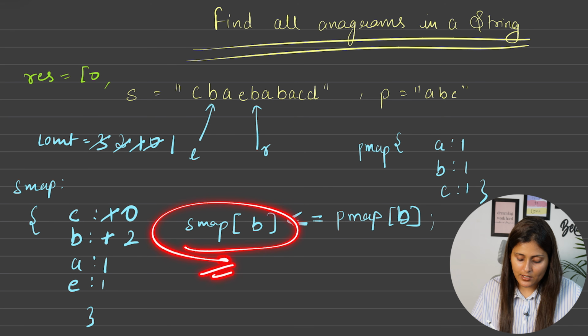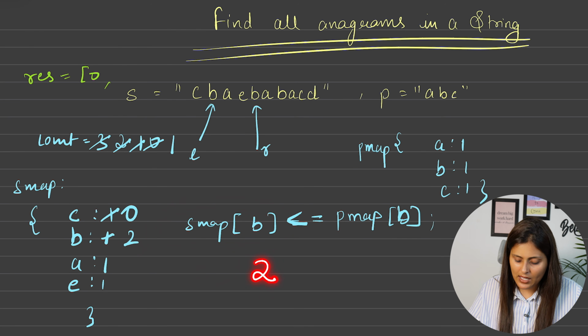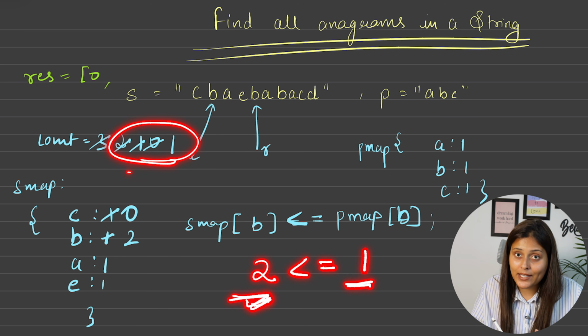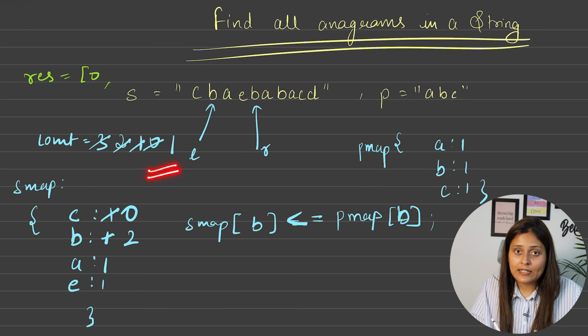SMAP's B frequency is 2. Okay. It says I encountered 2. It says I need only 1. If you are equal to me, I'll take that. But you are greater than me, like this character is not even valid. If I don't want you, I will not decrease my count. Count will still be 1, saying that I still need one more character. Okay, means B was not that character which you were looking for.